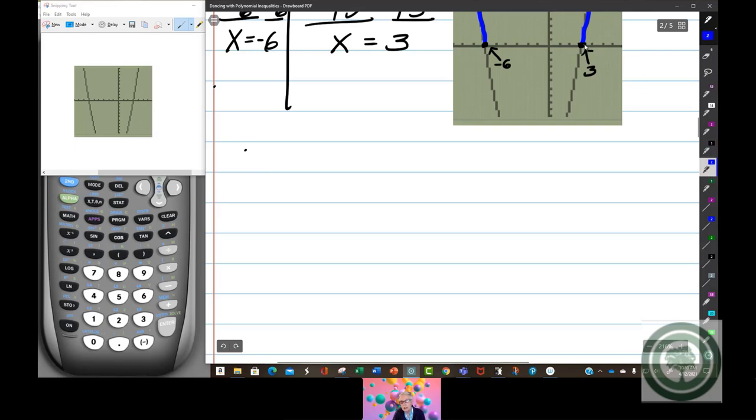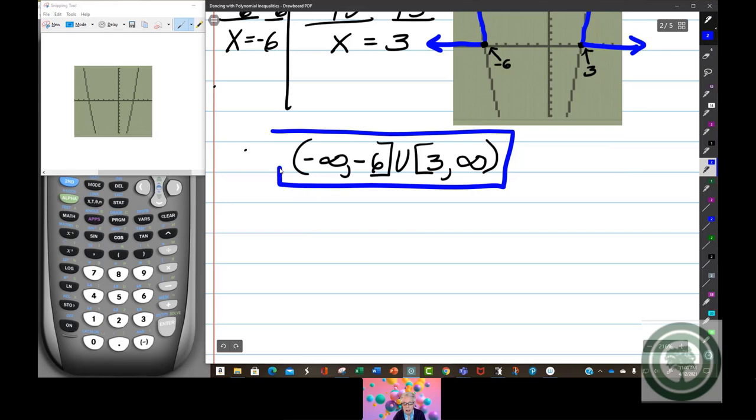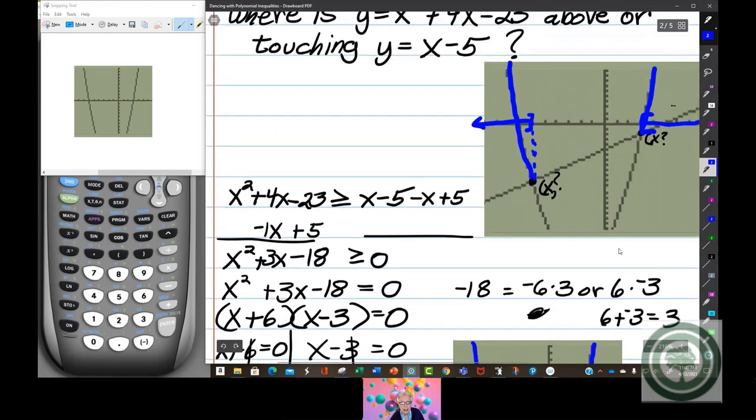well, here, let me do this. Negative infinity to negative 6, parenthesis, bracket, because we're actually touching, unioned up with bracket 3 to infinity. And that's what I would put in my answer box. But am I sure that that would also be the answer to this?